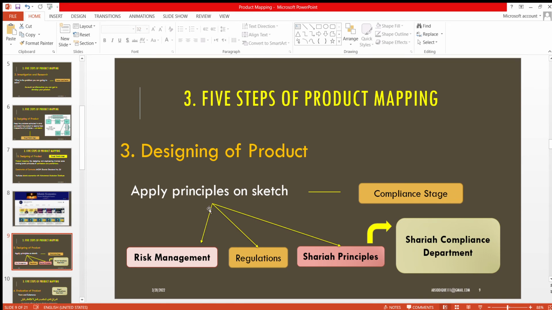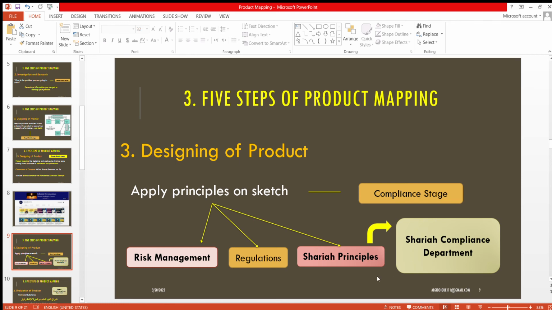Here, that design will be shared with three departments. Number one is risk management, number two is regulation, and number three is Sharia principles. That is usually in Islamic banks the Sharia compliance department, SCD.